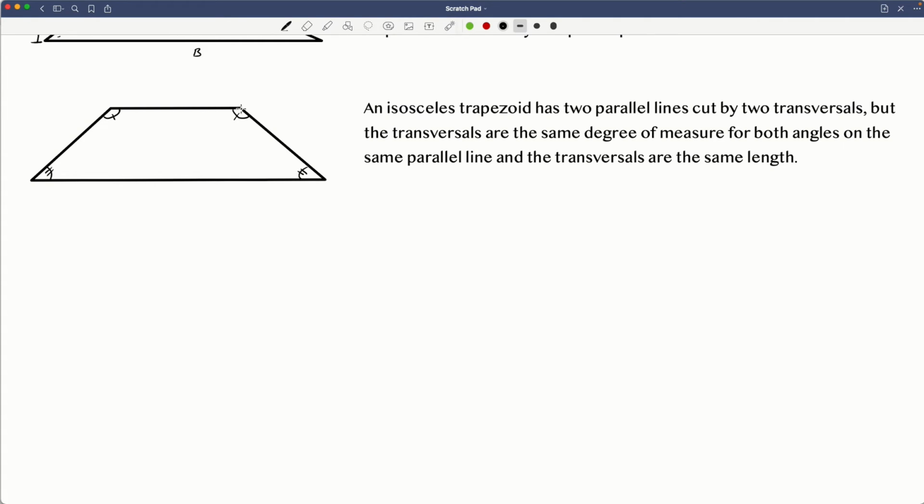And that means we can draw a line from here straight down and create a right triangle here, and straight down and create a right triangle here, which means that this would then become a rectangle in the center, and we would have 360 degrees in here. This would be 90, and then we could find this degree of measure by knowing this degree of measure, or vice versa.